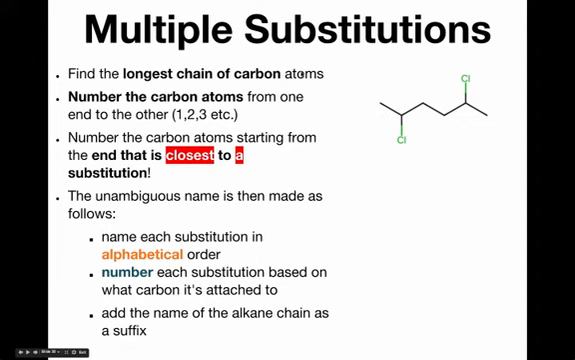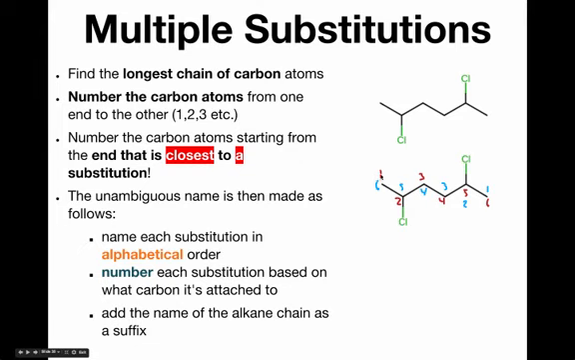But let's see, find the longest chain of carbons. This thing has 1, 2, 3, 4, 5, 6 carbons. So the alkane with 6 carbons is hexane. So the end part of whatever this molecule's name is going to end in hexane. Then we have to number either from left to right or from right to left. We have to pick whichever numbering system gets us to a substitution first. Well, they both are at the same distance. So we could either number from left to right, or we could number using the blue numbers from right to left, because in both cases we count to the number 2 and we bump into a chloro substitution.